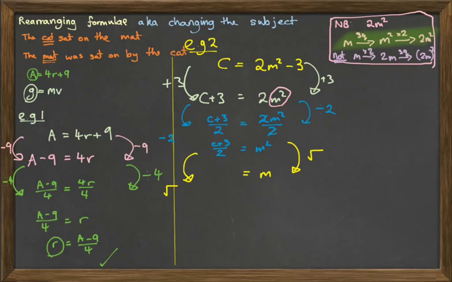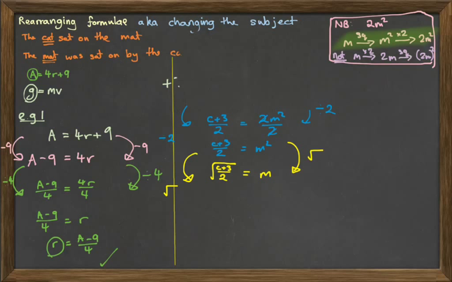If I square root the left hand side, I have to square root the whole side, so I'd be left with the square root of c plus 3 divided by 2. Okay, so now m is the subject. If you're looking for the three-letter word beginning with C, it's can.